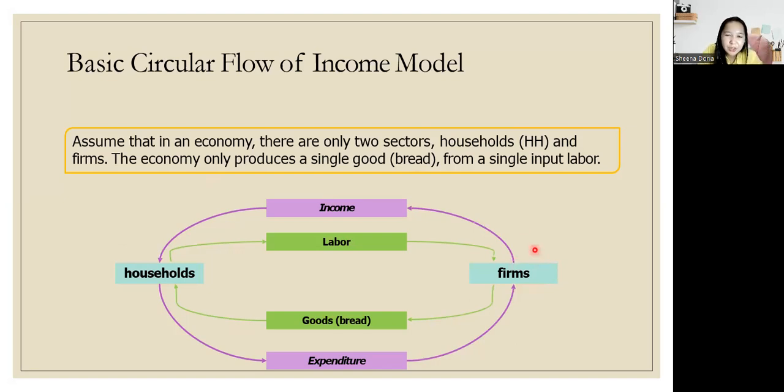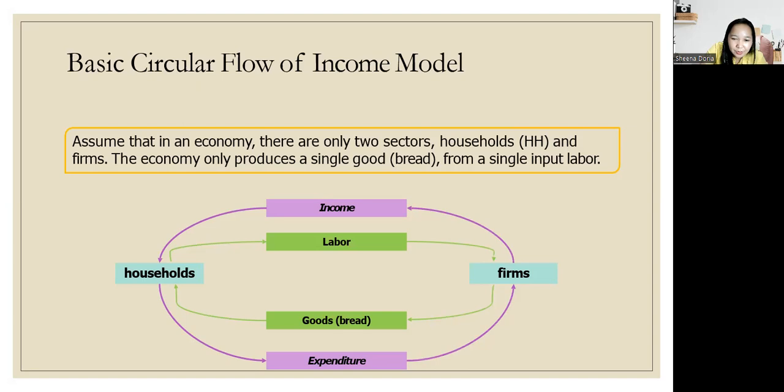Okay, kaya nga sabi natin, kaya siya circular flow, kasi umiikot lang talaga yung pera sa economy. So, yung firms, dahil nag-hire siya from the household, kailangan niyang magbayad ng wages or salary to the household. Okay. So, in short, the basic circular flow model describes the economic transactions that occur between the households and firms in the economy.